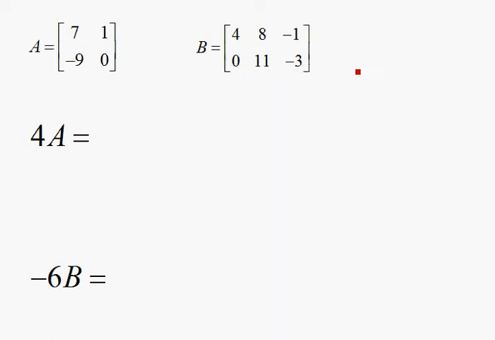Multiplying a matrix by a constant is called scalar multiplication, and it's a pretty straightforward process. Let's take a look at two matrices to try it out. The first one asks us to do 4 times matrix A.